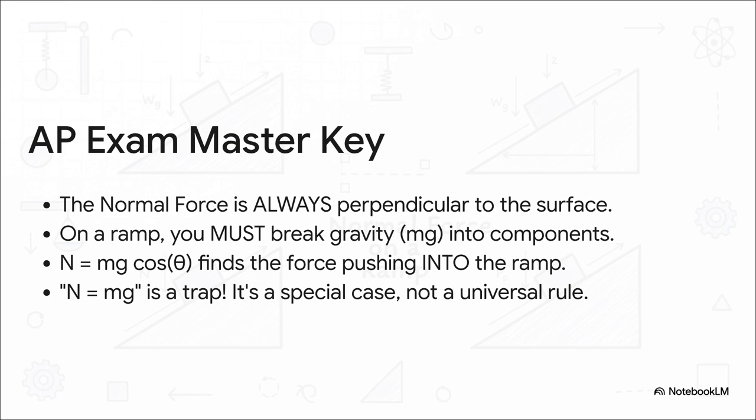Okay, you might want to screenshot this or just write it down. This right here is your master key for the exam. Number 1, normal force is always perpendicular to the surface. Say it with me. Number 2, on a ramp, you have to break gravity into components. No way around it. 3, N equals mg cos theta is the tool that finds the force pushing into that ramp. And finally, please, please, please don't fall for the trap. N equals mg is a special case, not the rule. Now you know why, and now you know how to avoid that mistake.